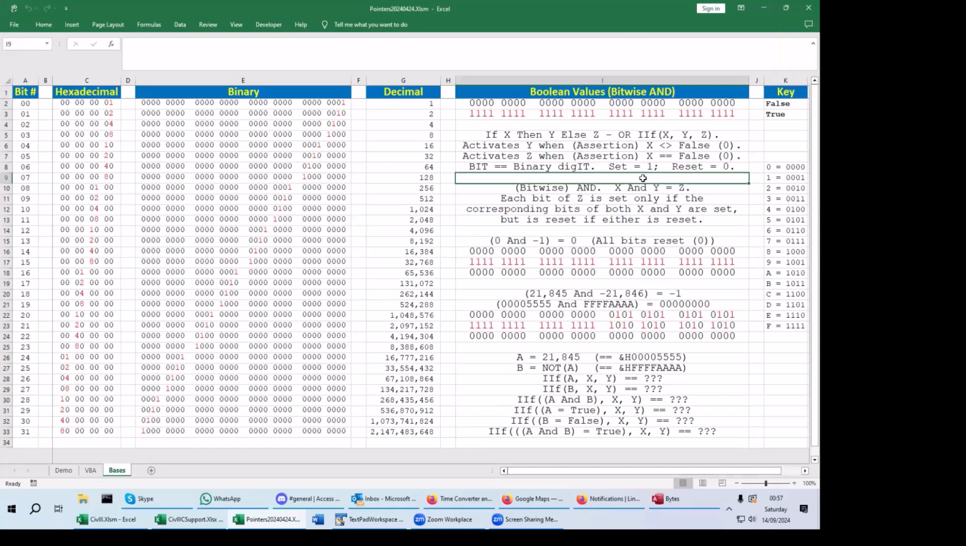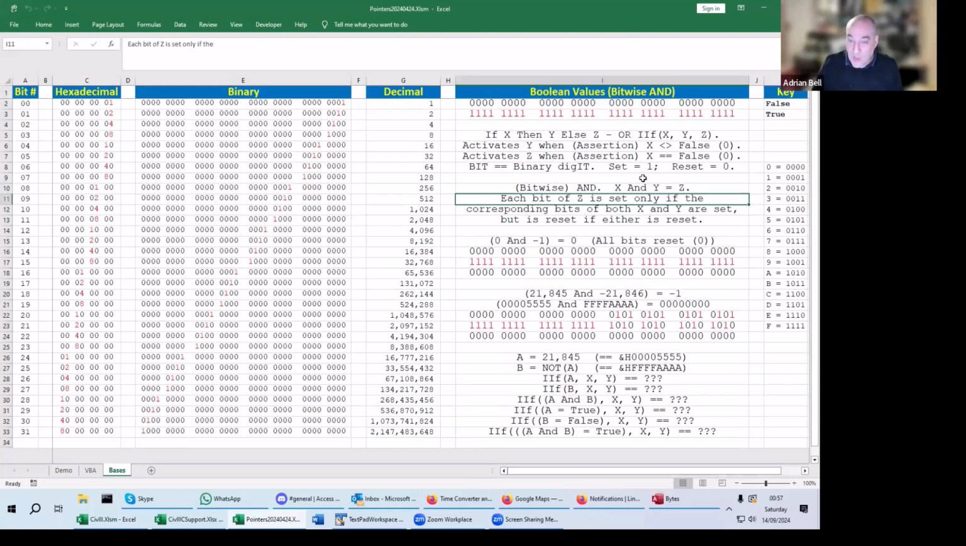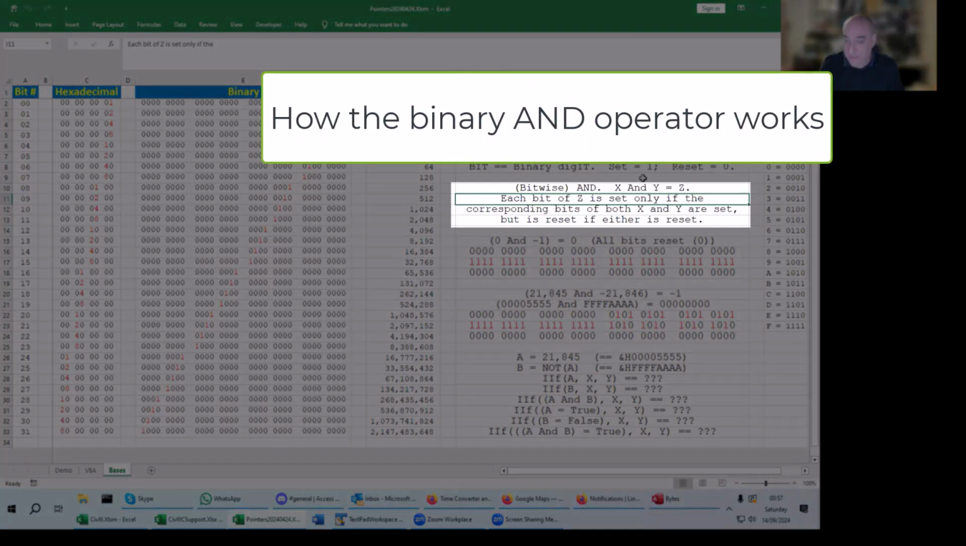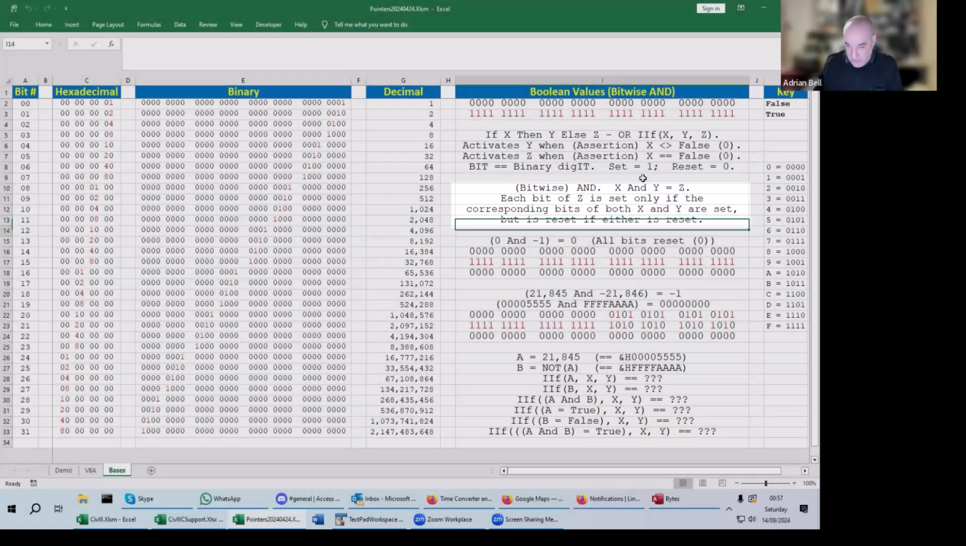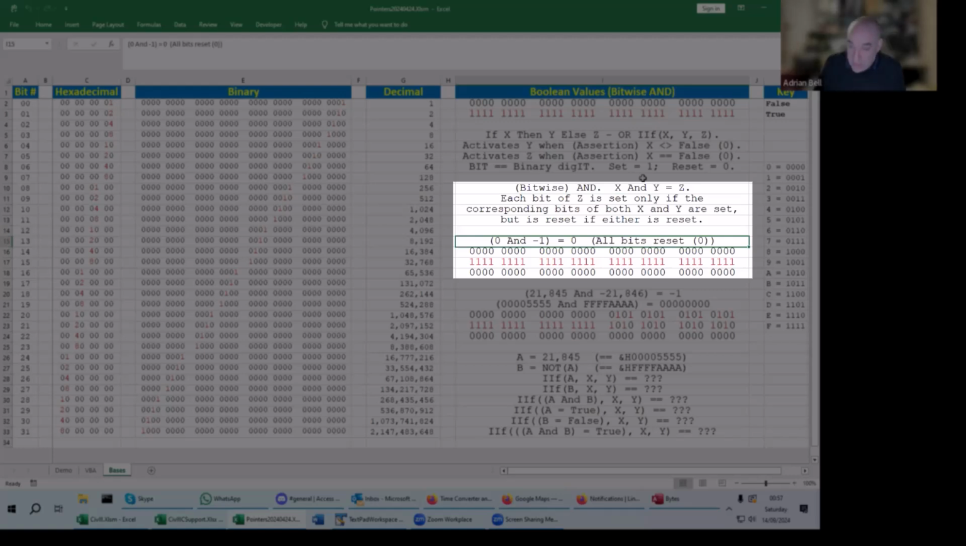So, okay, right. So we're now down to here. Each bit of Z is set only if the corresponding bits of both X and Y are set, but reset if either is reset. Now, this isn't a brilliant example, but it does give the example. So I'm saying that and that equals that. So 0 and -1, and -1, I can take you through that if you like, but I haven't got it here. -1 will always be in binary all set digits, all set bits.